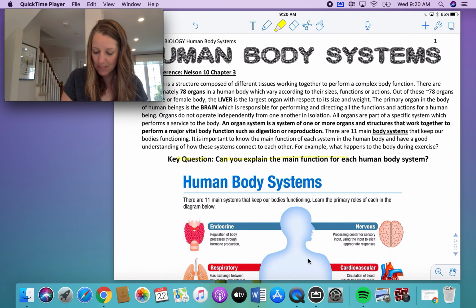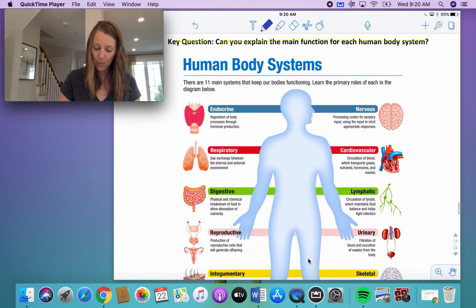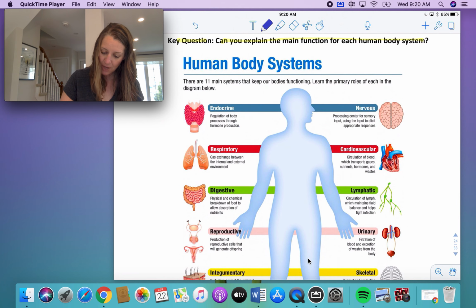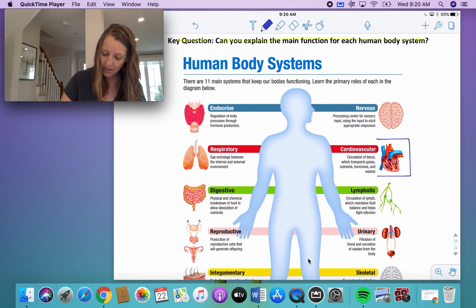Big question. Can you explain the main function of each system? So the reason to have this page here is just to go over what are the systems, and then could you describe that system in one word? Okay, first of all, I'm going to look at the 3 systems that we're going to delve into and have a look at. We're going to look at our cardiovascular system. Okay, this is a system that we go over in grade 10 and in grade 11.